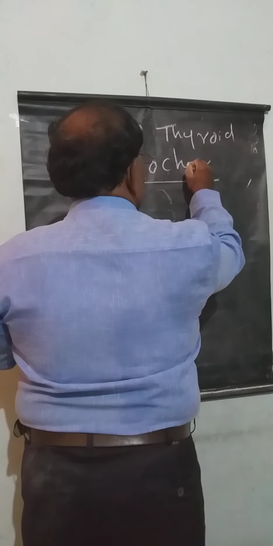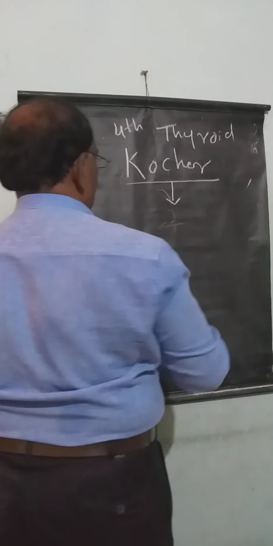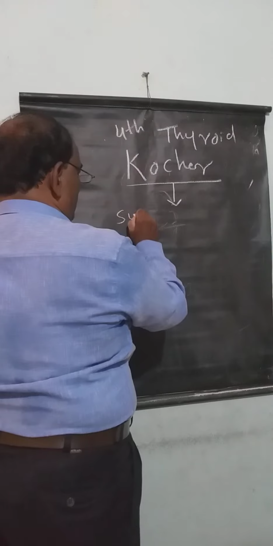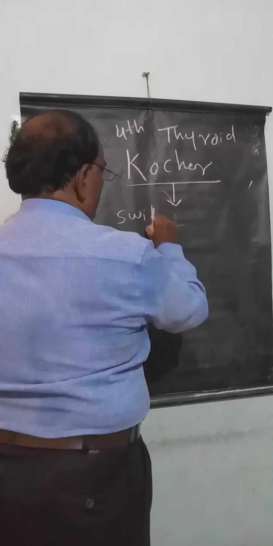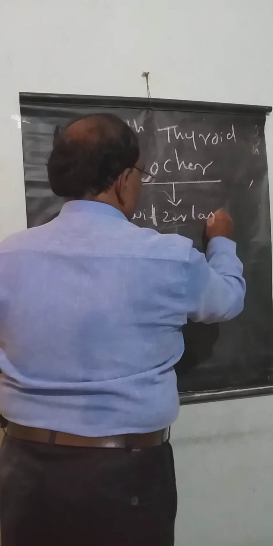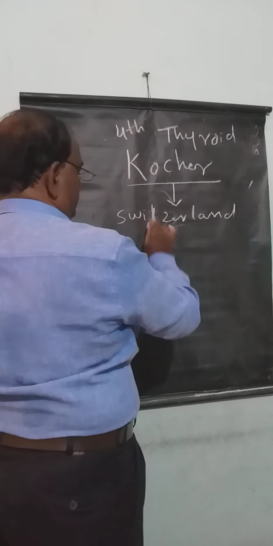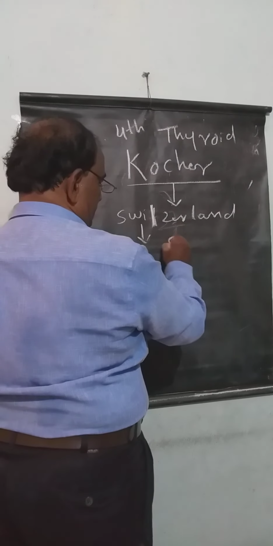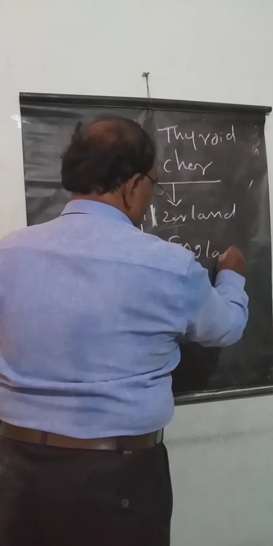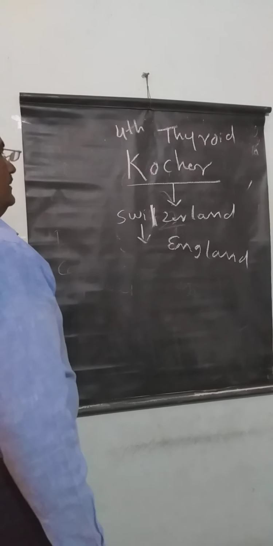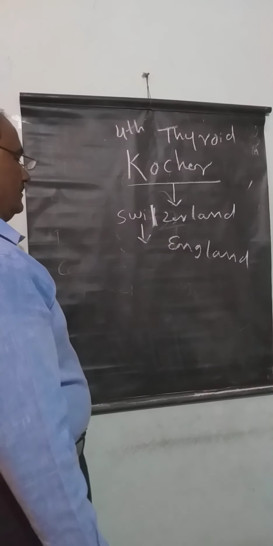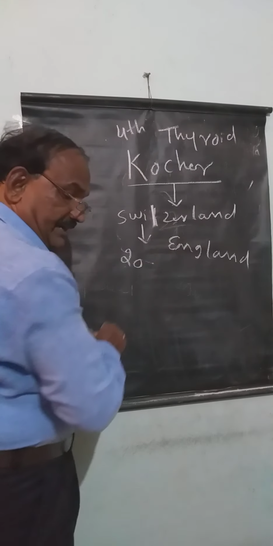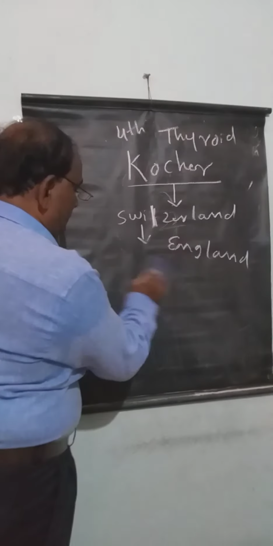Do you know Kocher? He was a surgeon born in Switzerland, in a very orthodox, religious family. He completed his medical education in England. He is the first person to do the thyroidectomy.